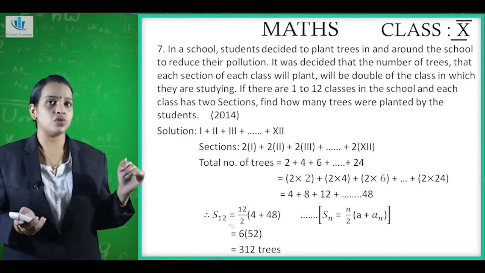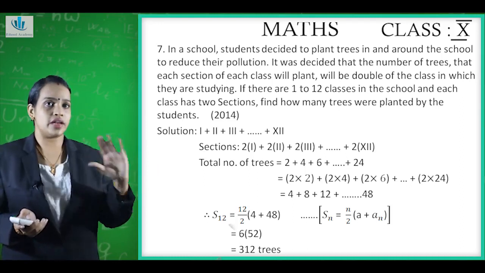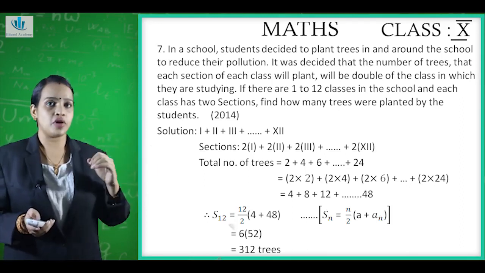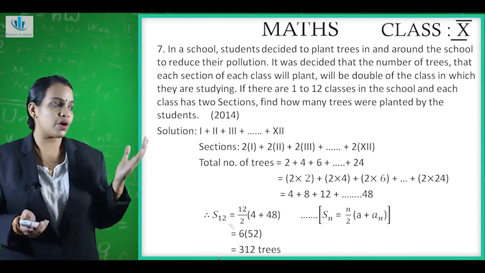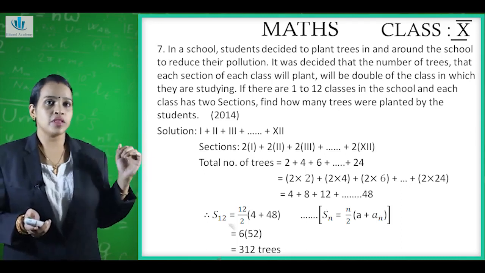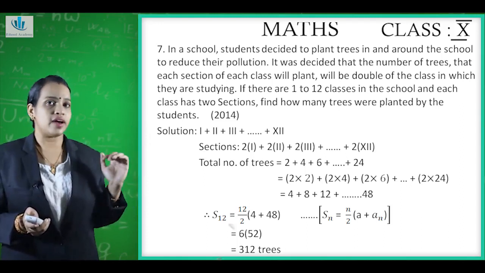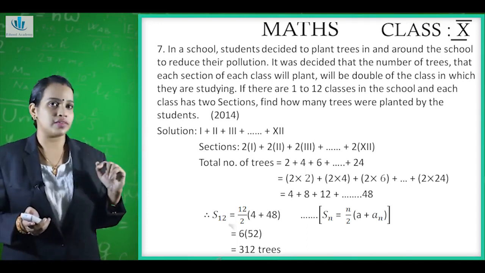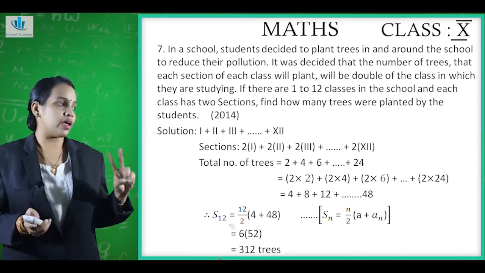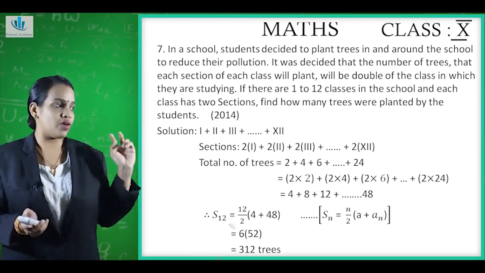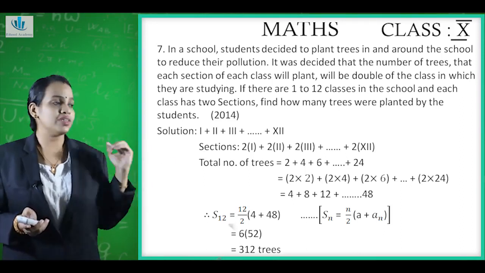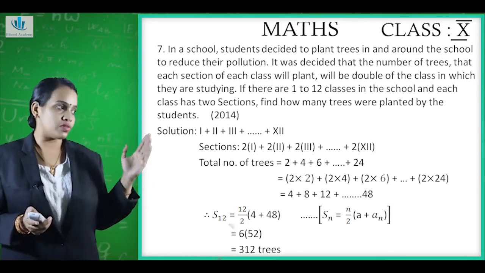Now in a school, students are planting trees in and around the school to reduce pollution, and it is said that the number of trees which the students are going to plant will be double of the class in which they are studying. And how many classes are there? From 1 to 12 classes are there in the school, and there are 2 sections for each class. Now we have to find how many trees will be planted by the students. This question appeared in the year 2014.